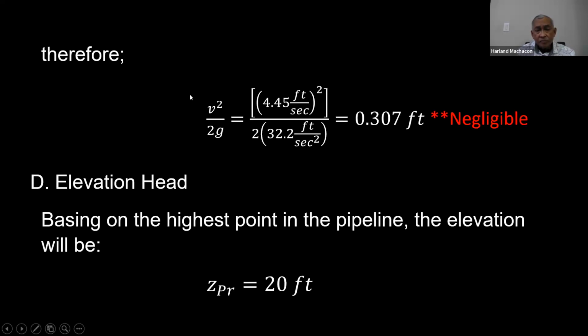The next step, we put in this 4.45 feet per second to your equation, squared and divided by 2 times the acceleration due to gravity, which is 32.2. The result will be 0.307 feet, which is very small, so negligible. So in the succeeding calculations, we will omit the expression v squared over 2g. For the elevation head, the highest point in the pipeline, the elevation will be 20 feet.